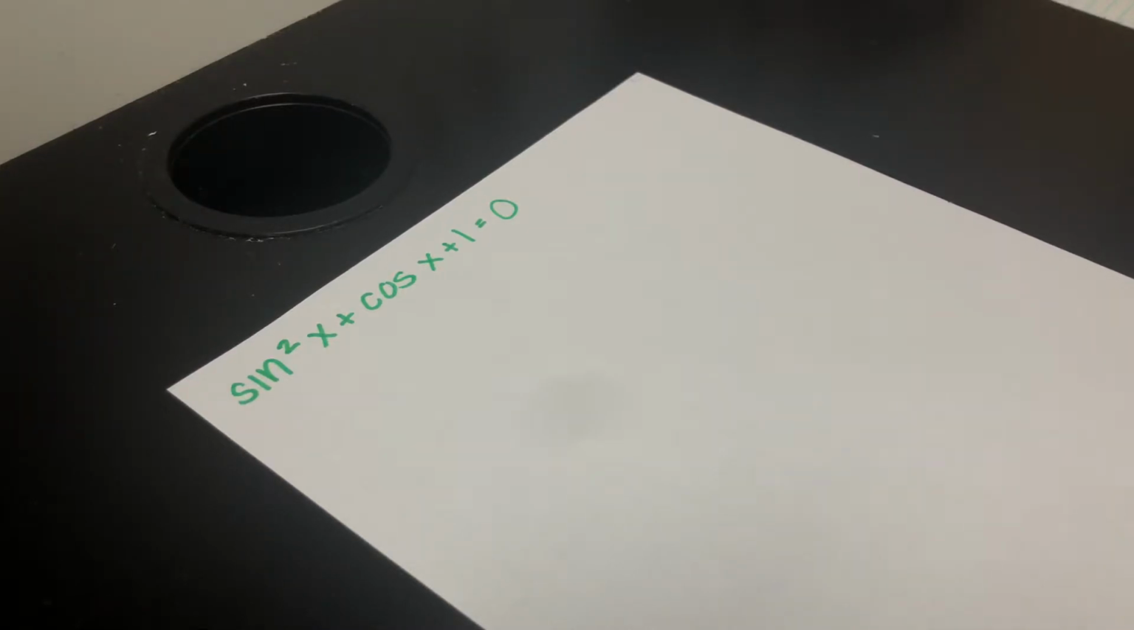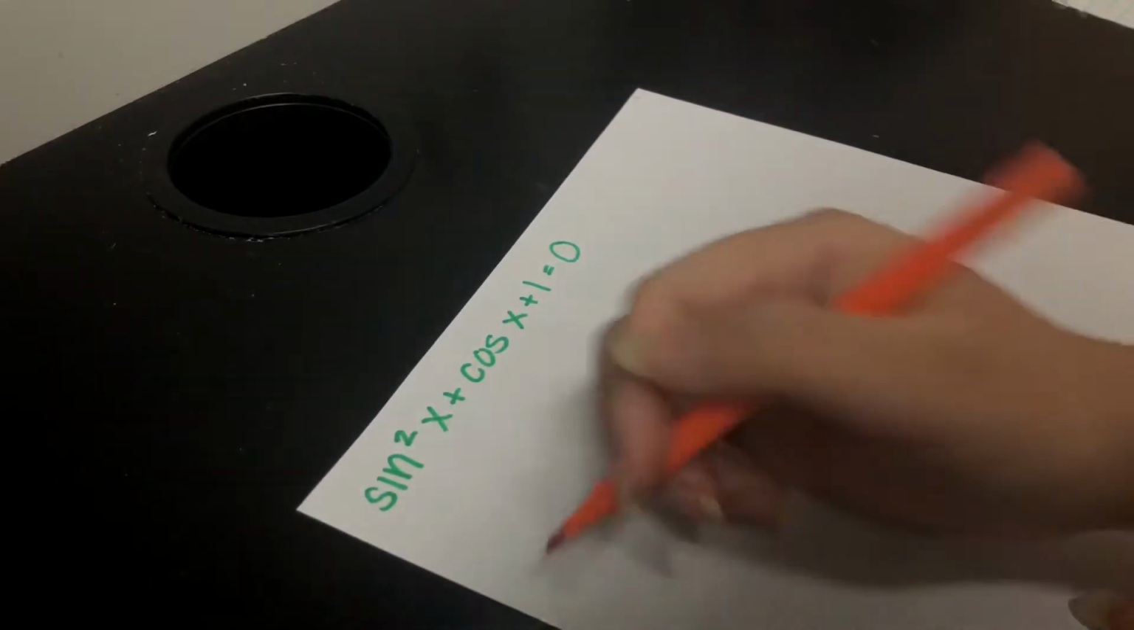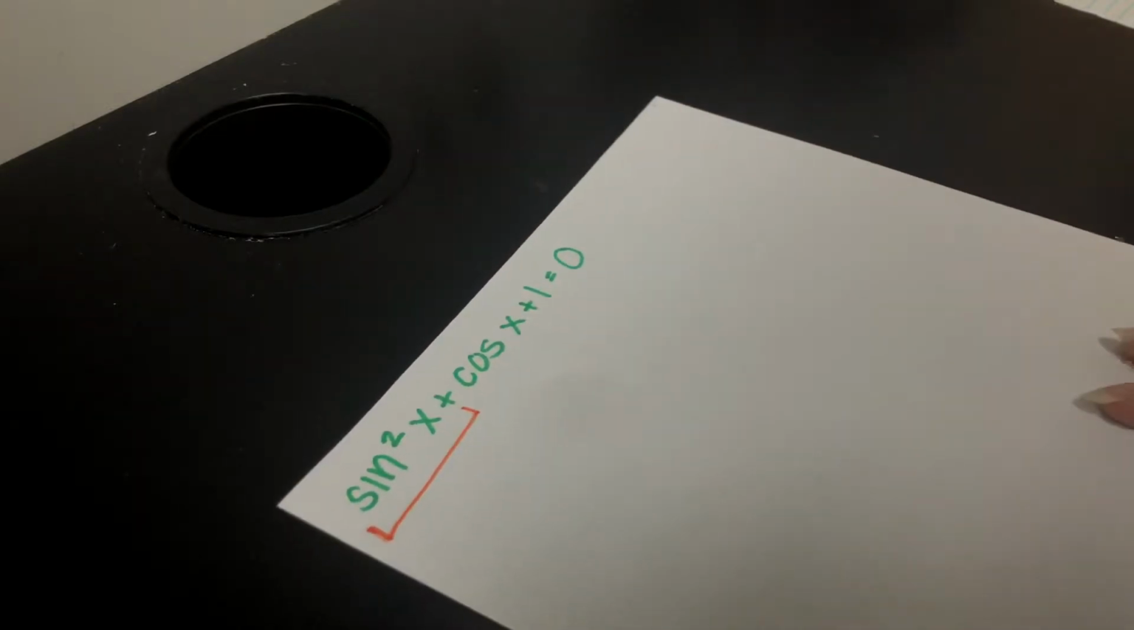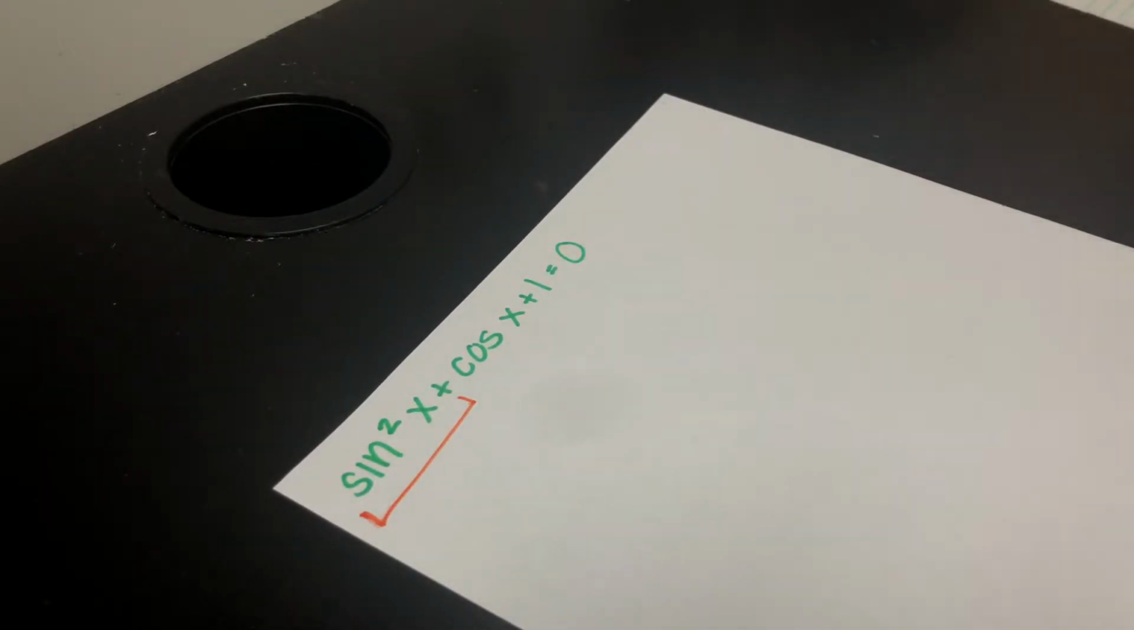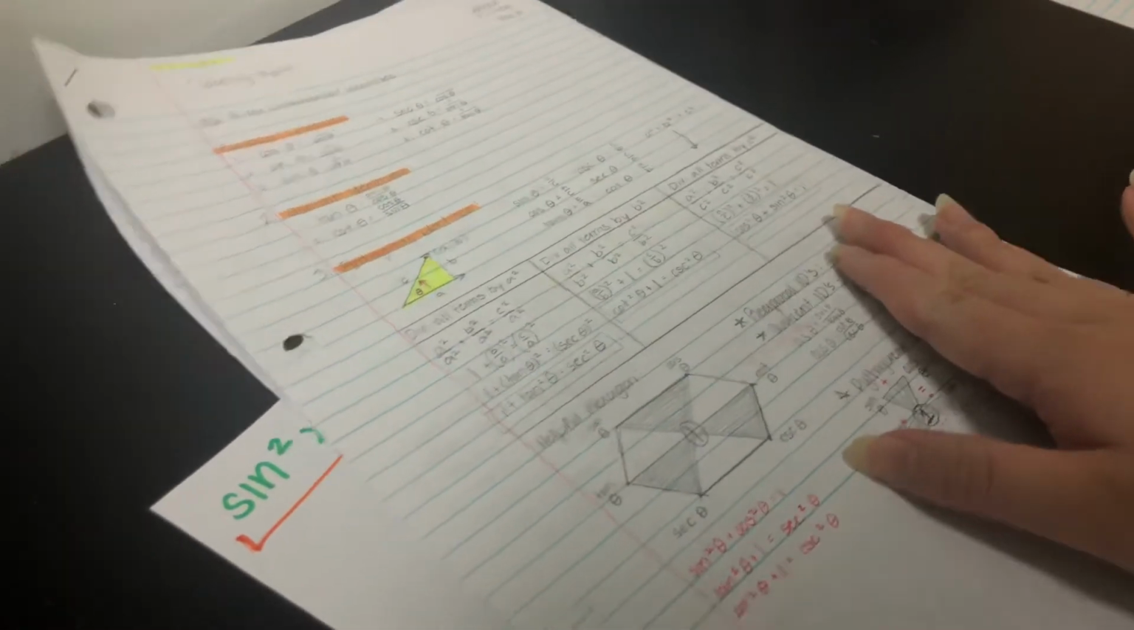So if we remember back to our helpful hexagon, there's an identity that's focused on dealing with squares, in which that would be the Pythagorean identity. So this one for sine squared is what we're going to be getting rid of. So let me pull it up.